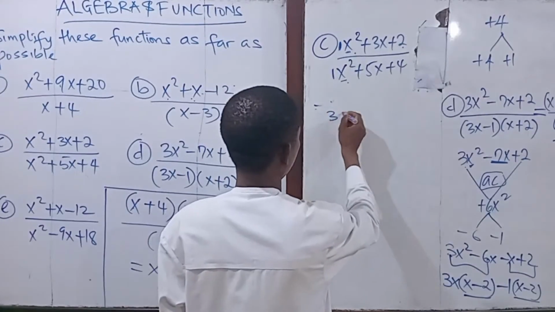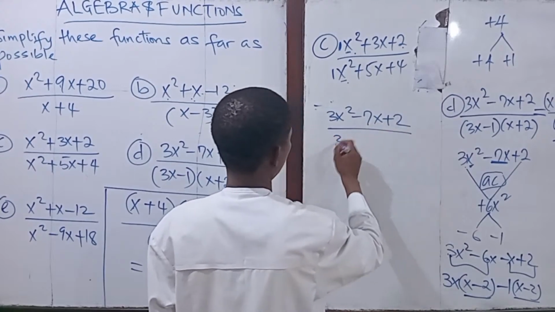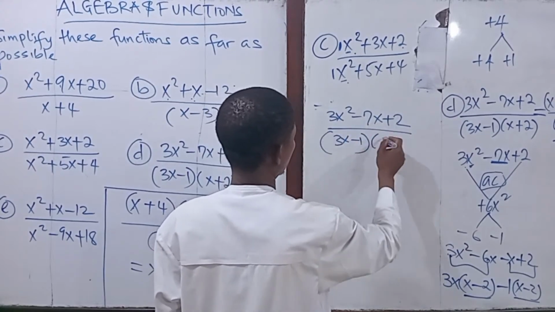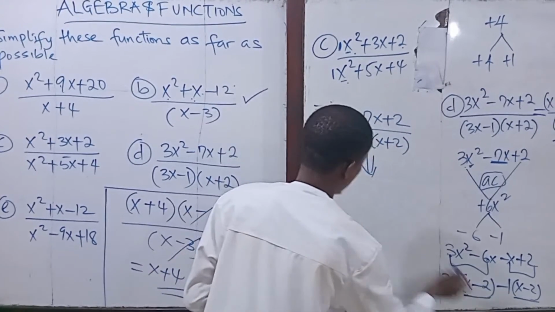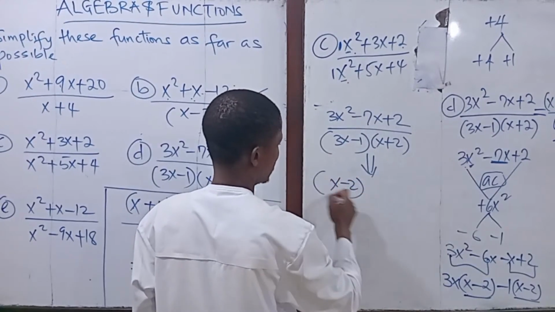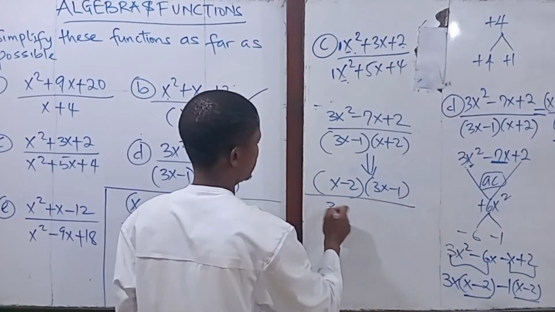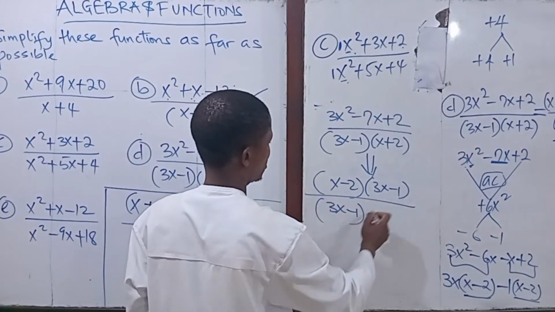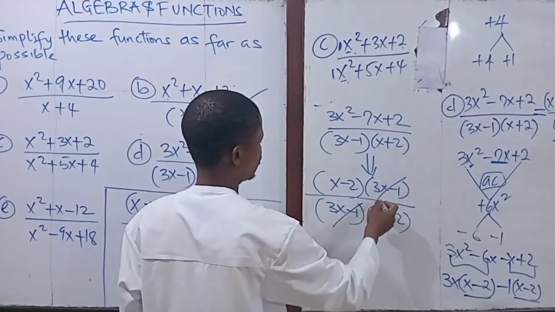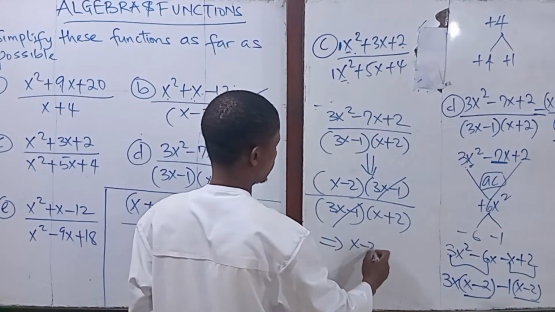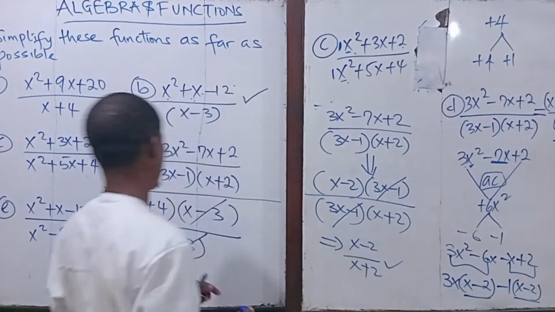For the question, 3x squared minus 7x plus 2 over 3x minus 1 over x plus 2, we already factorized that. Now it is x minus 2 times 3x minus 1 over the denominator, x plus 2. So this one and this one cancel. So the final conclusion is x minus 2 over x plus 2. So that's that on that.